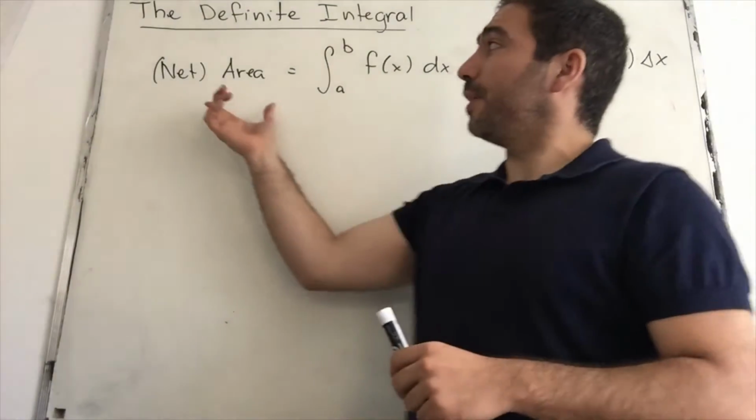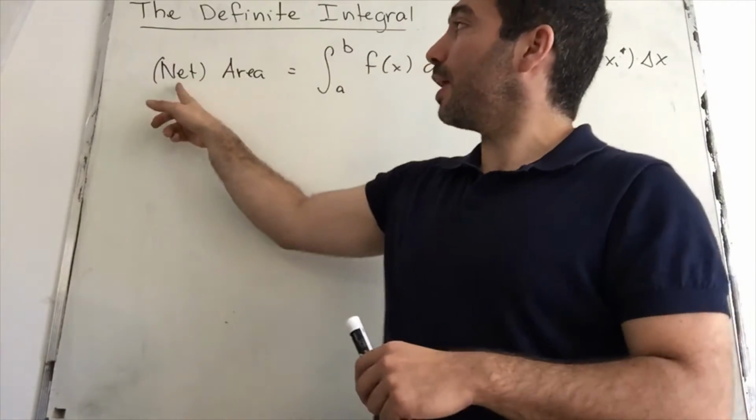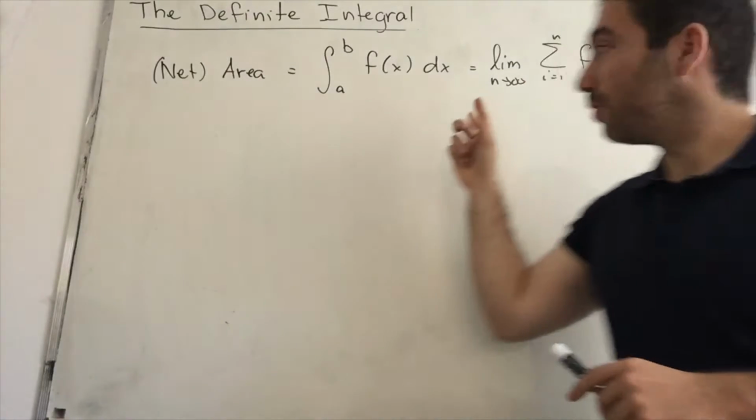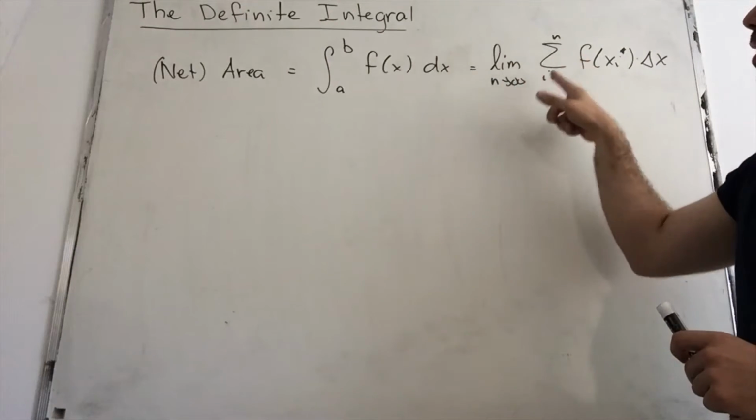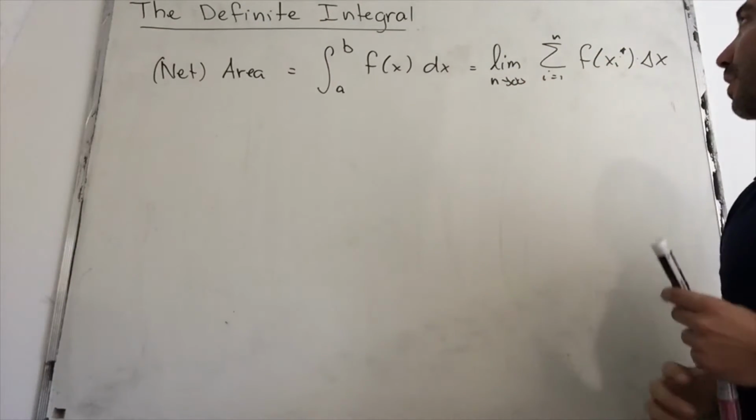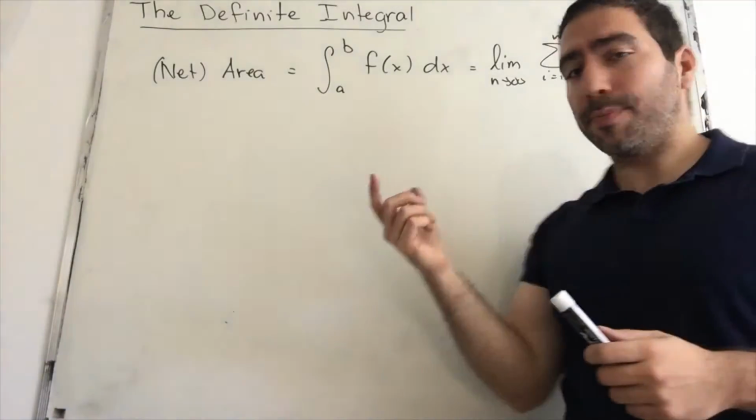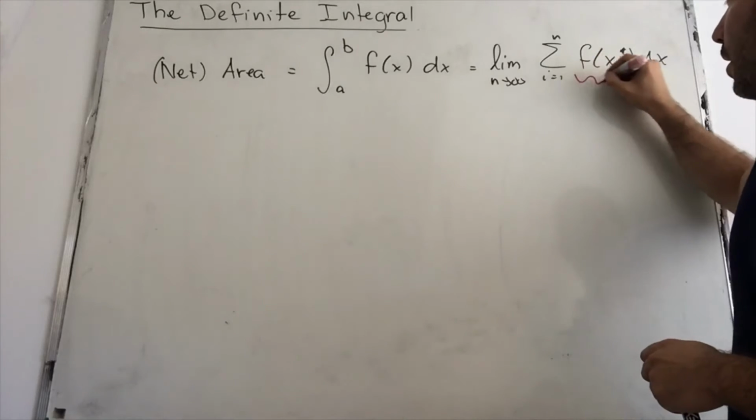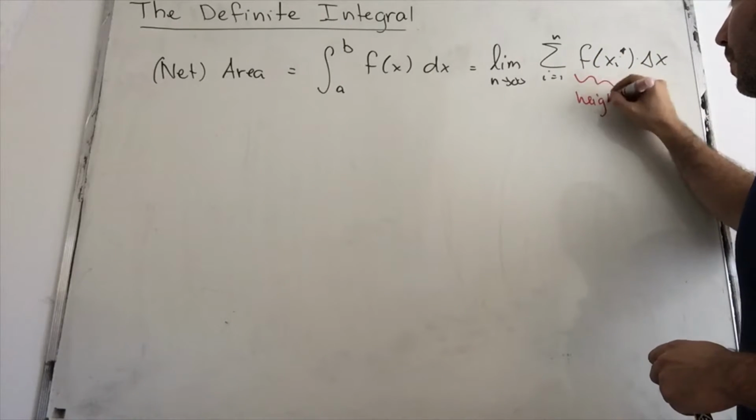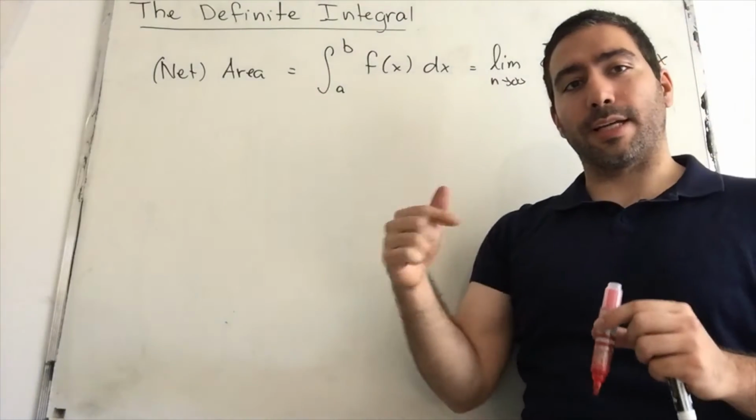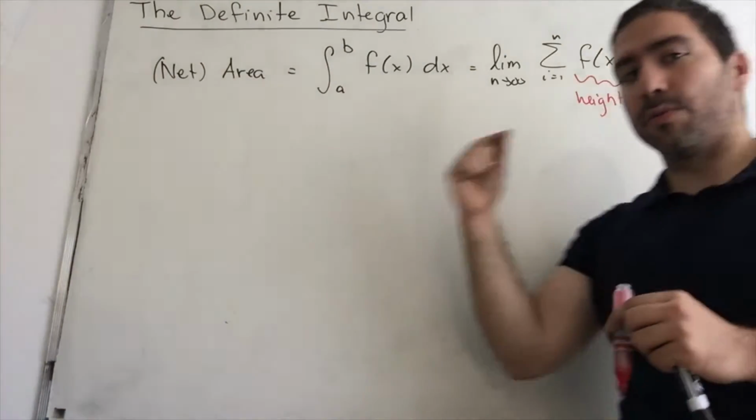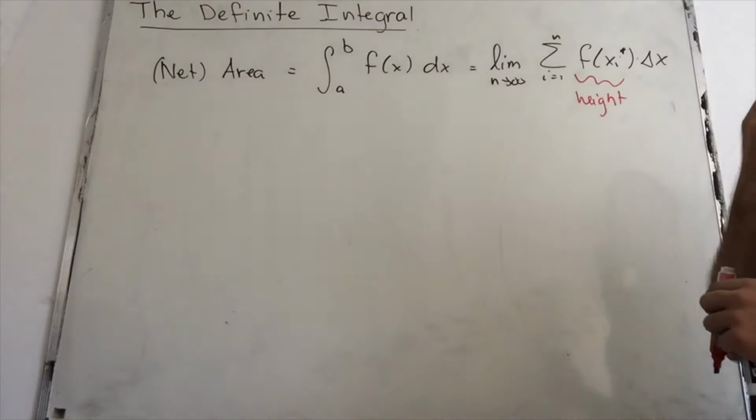So here I wrote the definition of a definite integral. I wrote it as the net area is equal to the integral from a to b of f of x dx, which is equal to the limit as n goes to infinity of the sum from i equals 1 to n of f of xi star times delta x. So this part here we just explained. We saw that f of xi star was the height at the sample point xi star. So at any xi star in the interval, we took f of xi star, giving us the height.